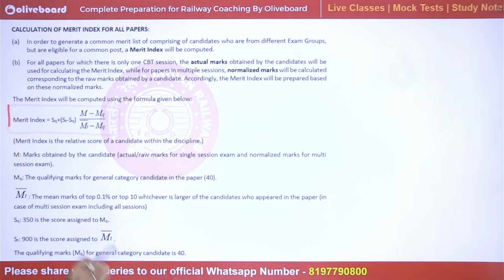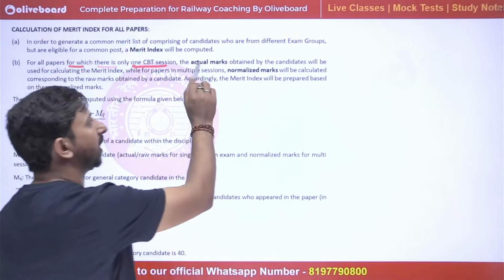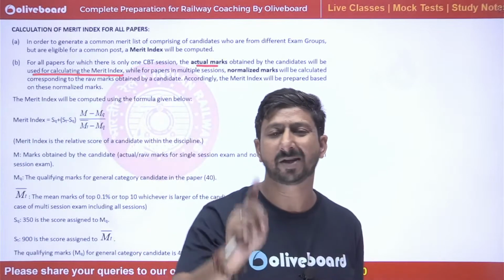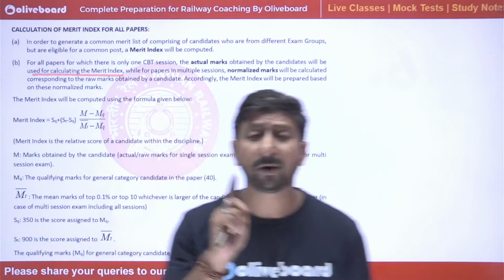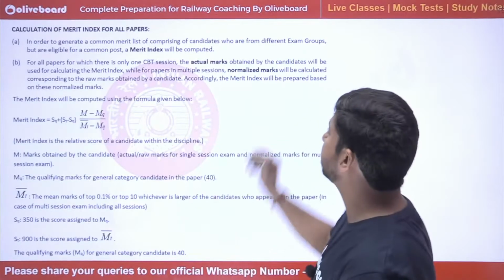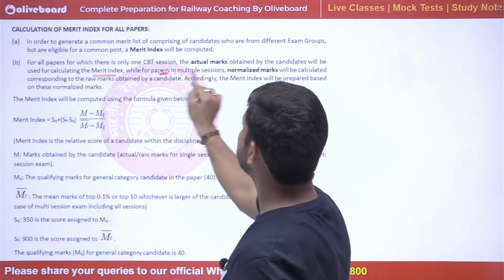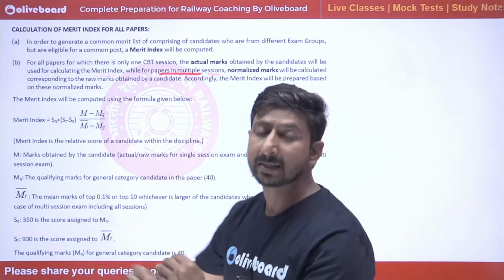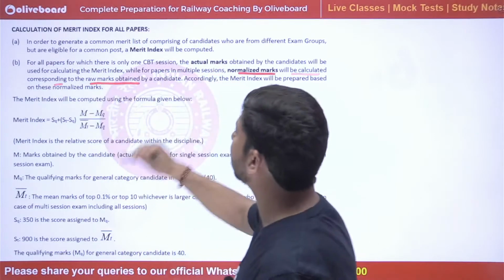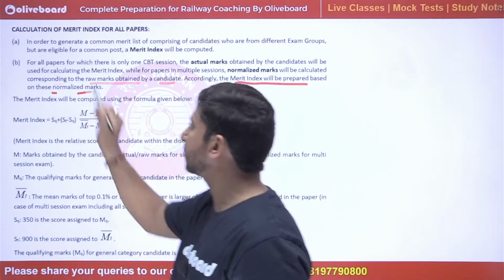It is very clearly mentioned that for all the papers for which there is only one CBT session, the actual marks obtained by the candidate will be used for calculating the merit index. If there is only a single session, only a single shift, then your actual marks are used to calculate the merit index. But for a paper in multiple sessions, the normalized marks will be calculated corresponding to the raw marks obtained by a candidate, and accordingly the merit index will be prepared on the basis of these normalized marks.